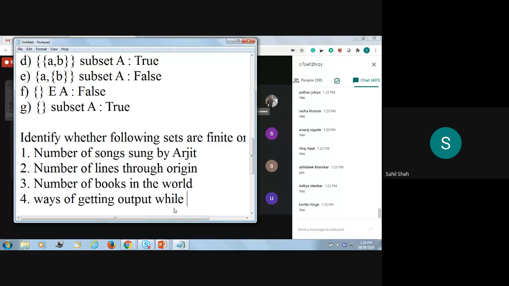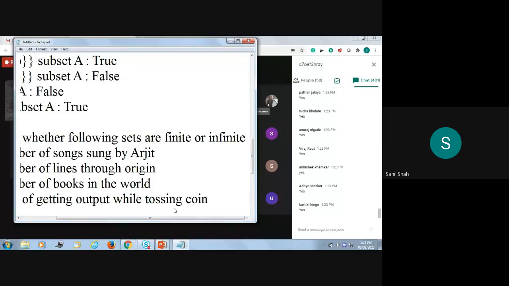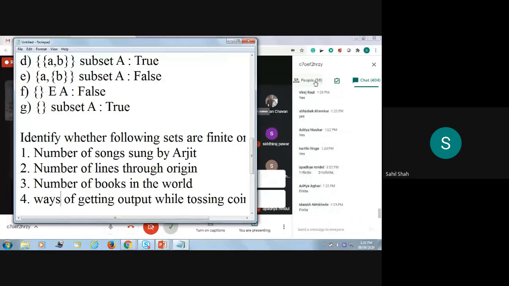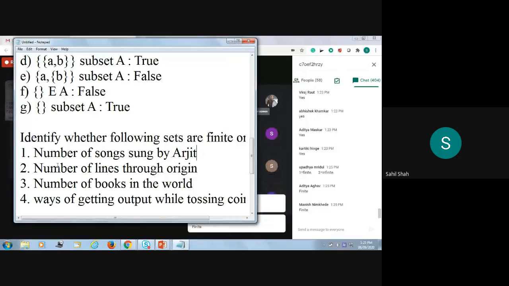You have to tell me whether these sets are finite or infinite. All are finite. First one is finite. Second one is infinite. Perfectly fine. Why infinite? Because we cannot count the number of lines passing through origin.